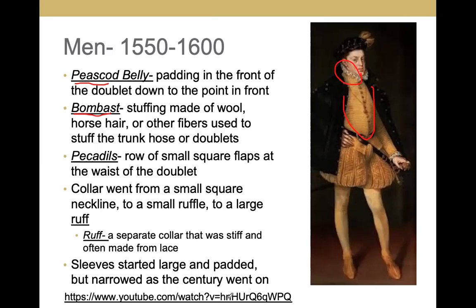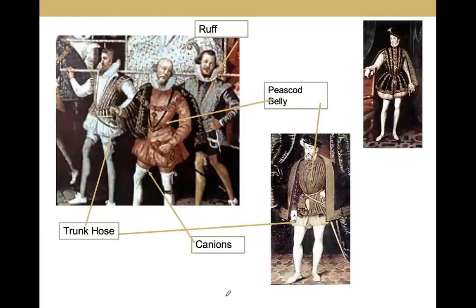The video linked here is actually from the movie Elizabeth, and the costuming in there is pretty accurate. It shows people wearing the doublet and the Peascod belly and all of those things. You can see here most of these men have the trunk hose on because they're more full. And then they have the canyons, which is this separate little piece here. This person does not have canyons on. They just have trunk hose and hose at the bottom. They mostly all have a Peascod belly. Some are bigger than others.